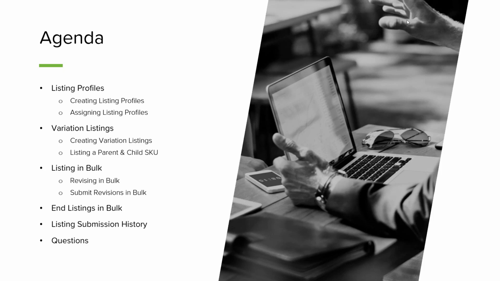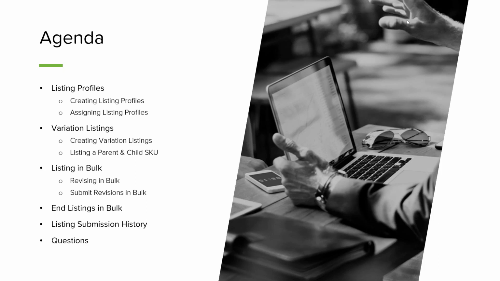As you can see from the agenda on the screen, we're going to be covering some of the more advanced features of our listing tool. We're going to start out with a discussion about listing profiles, which are a fairly new feature in Ecomdash. We're going to talk about what listing profiles are used for, how to create them, and how to assign those to your products. Then we'll move into a discussion about variation listings, the intricacies that come with listing variation products in Ecomdash and how that process functions.